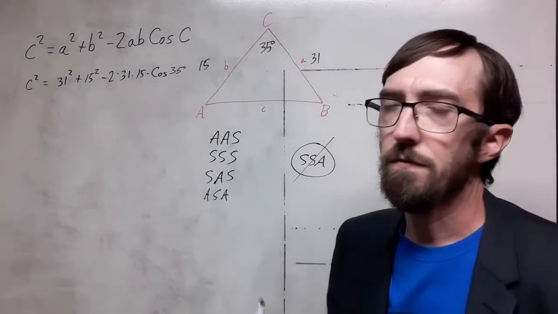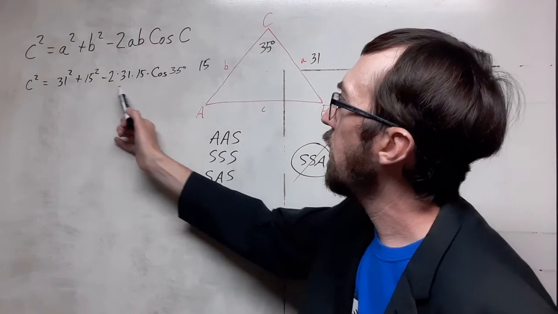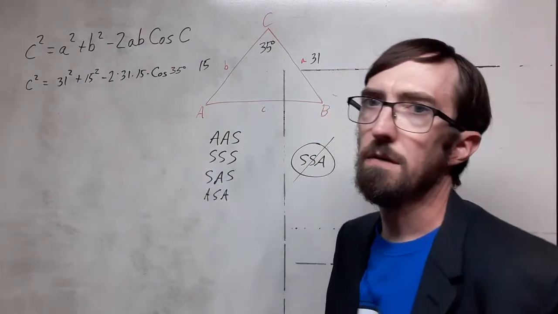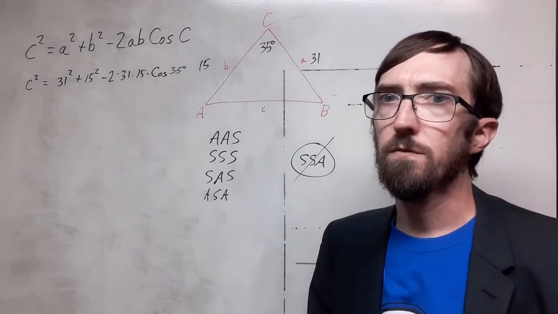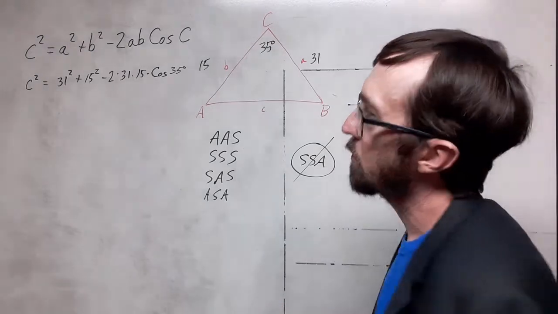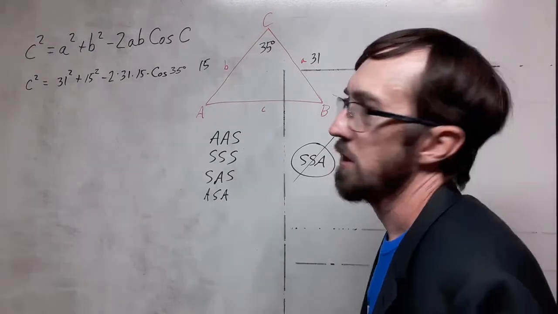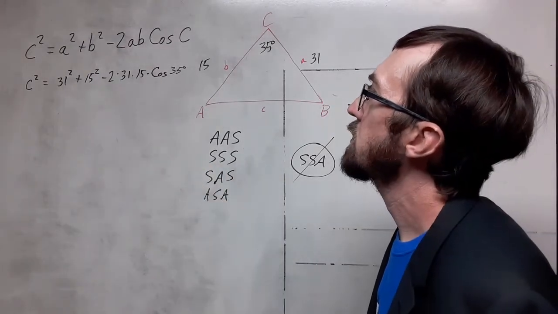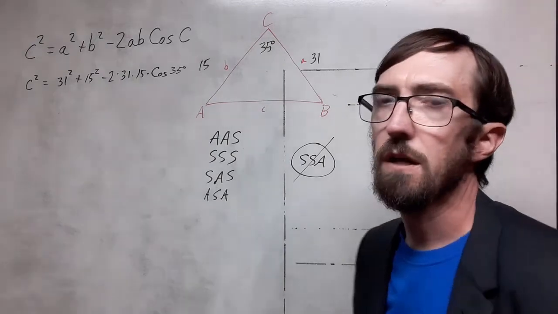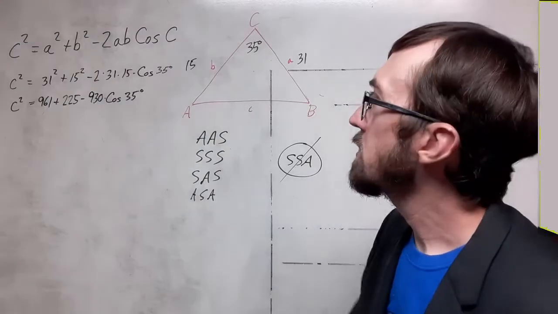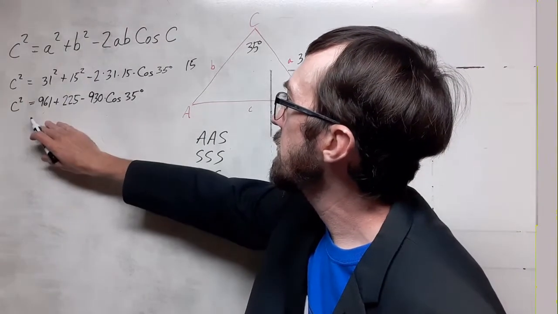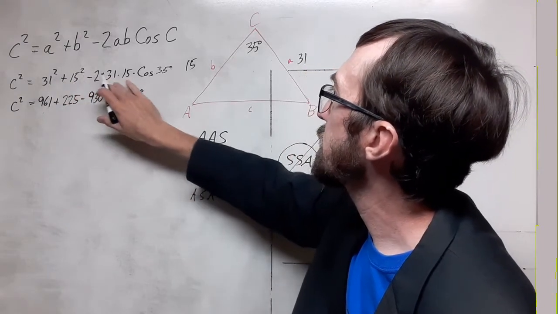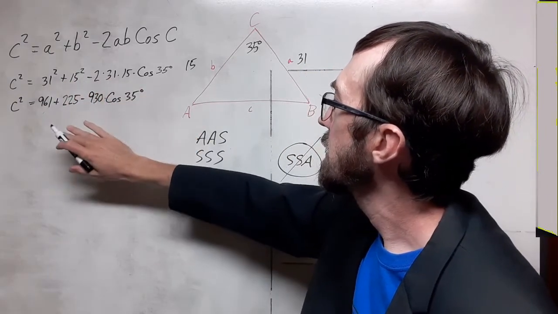the cosine of 35. We can't do that. We have to do all of this multiplied together, subtracted from the sum of these squares. So the order of operations is really important. We don't want to lose sight of that when we try to solve for this. So let's look at doing some of the first stages of simplification of this. So I have squared 31, I have squared 15, and I've multiplied 31 and 15 here.